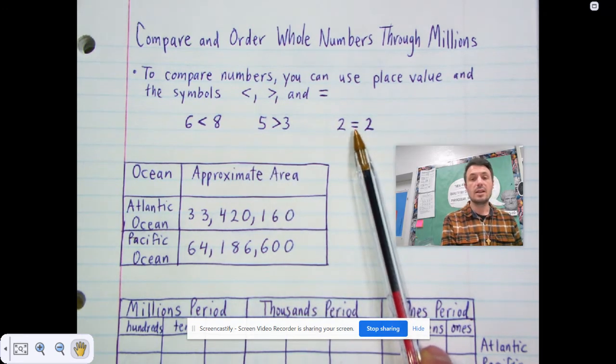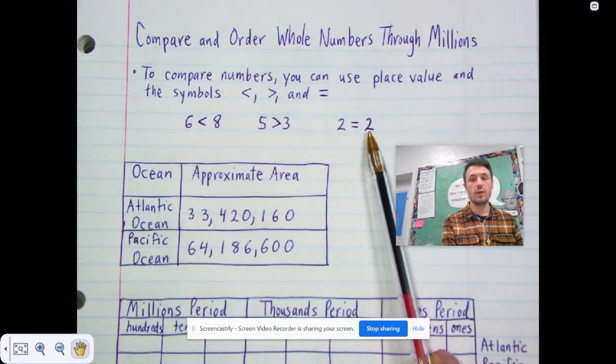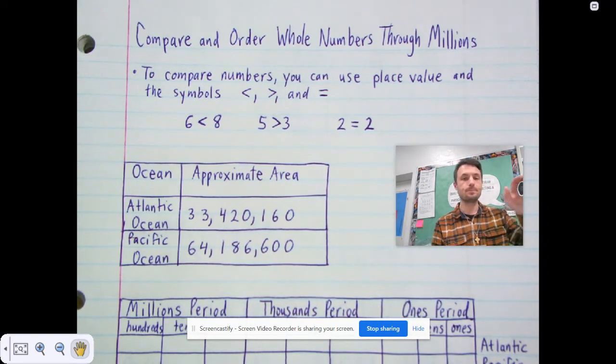And this sign means equal to. So 2 is equal to 2. They're both 2s, so they represent the same value.